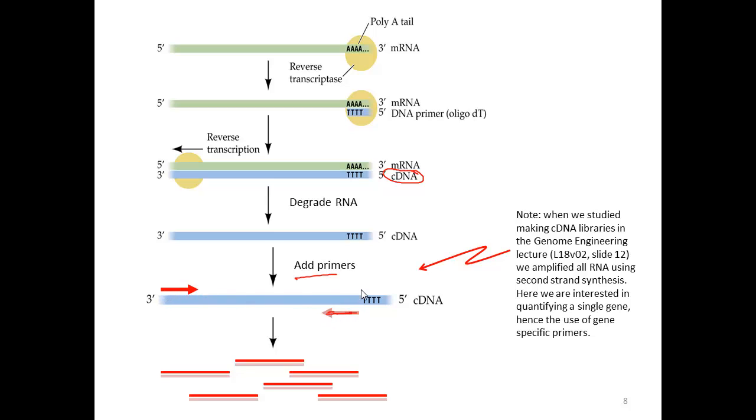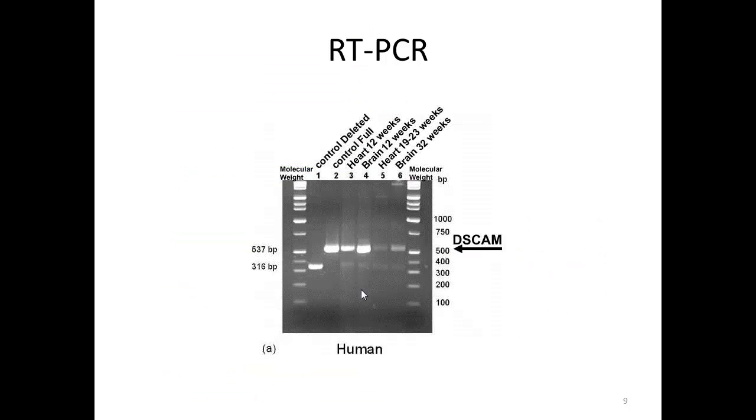and so we're just going to PCR this fragment of the gene. And here's an example of RT-PCR analysis, a gene referred to as DSCAM, which, with the primers, is around 600 base pairs. And you can see that DSCAM is expressed in the heart at 12 weeks and the brain at 12 weeks, but not later in development, between 9 and 23 and 32 weeks. So this is a gene that's on early in development.